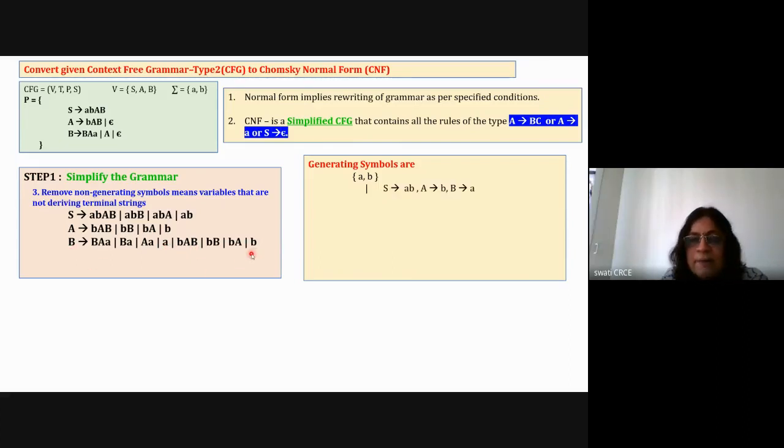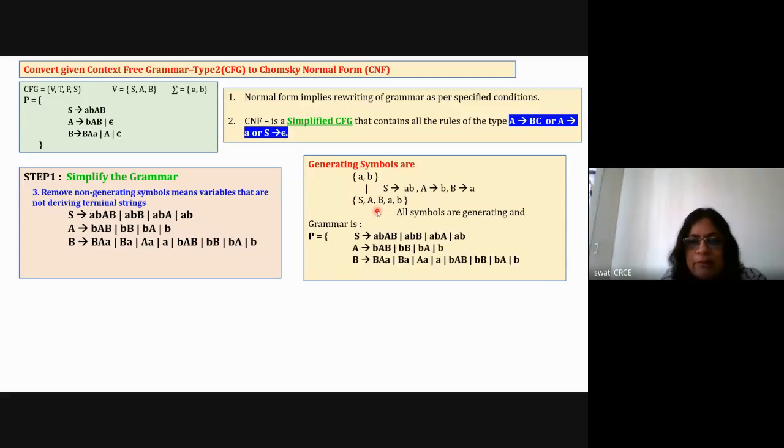So I can say that because of these three rules, in the first pass only, I have identified that S, A and B all are generating symbols. So I'm saying that my generating symbols set is changed, and now S, A, B and small a, b are generating symbols. So there is no non-generating symbol. So the grammar is remaining unchanged, and the same rules are there as the output of this particular step. So I'm having this output, and that is input to the next step.